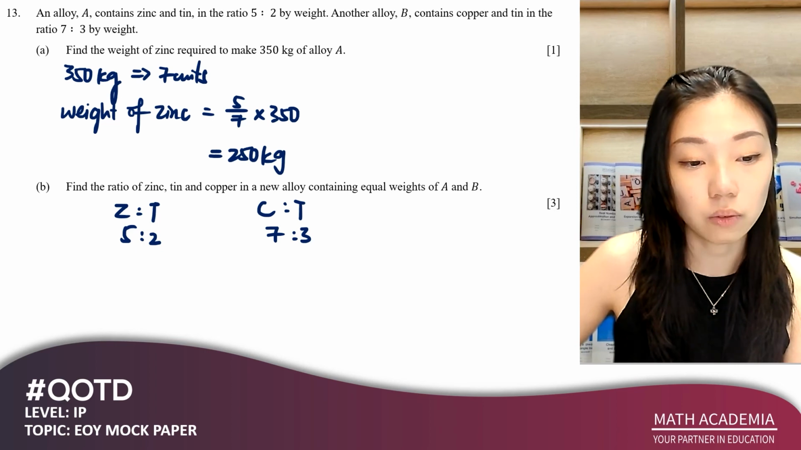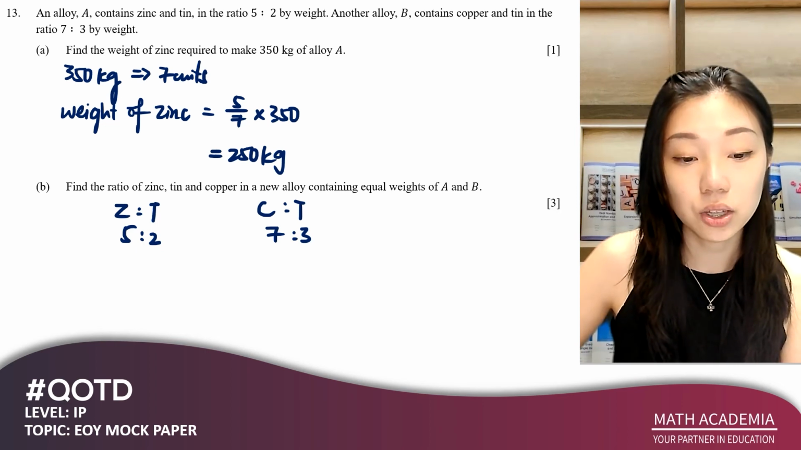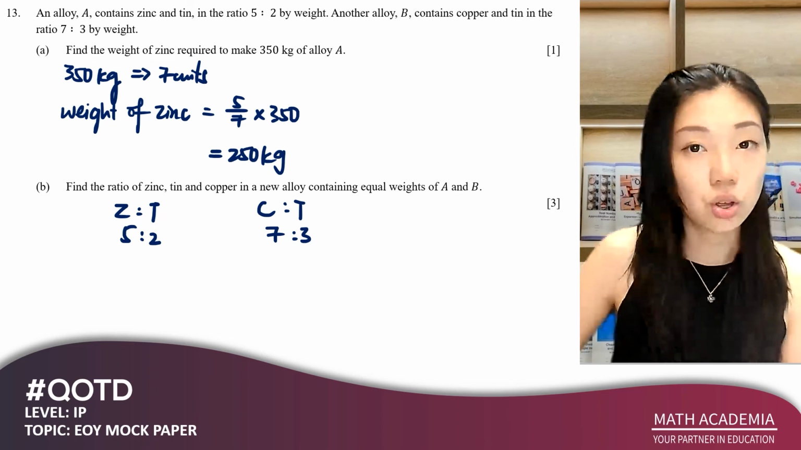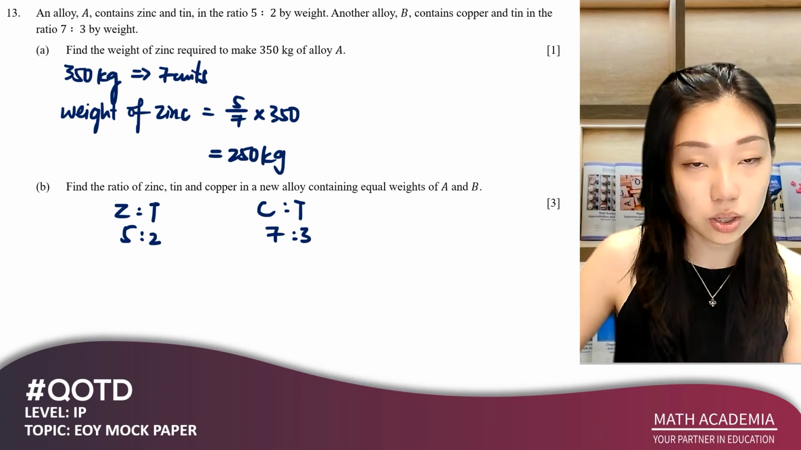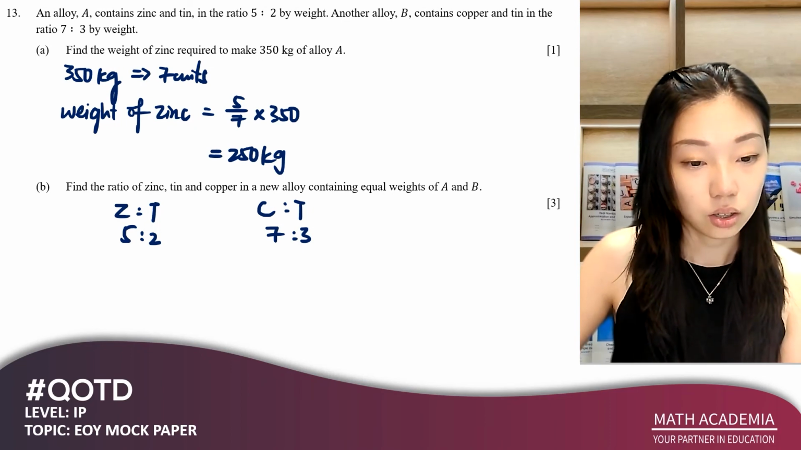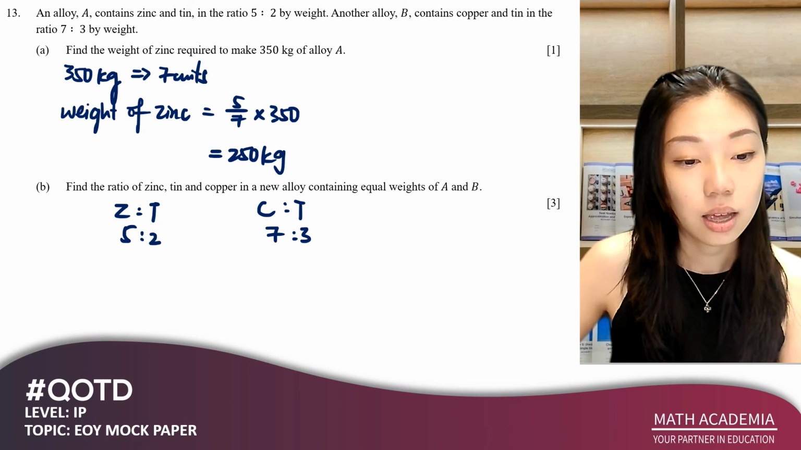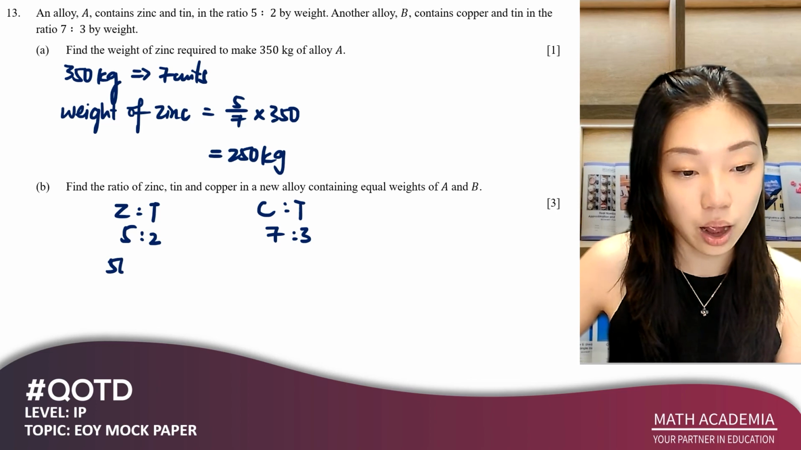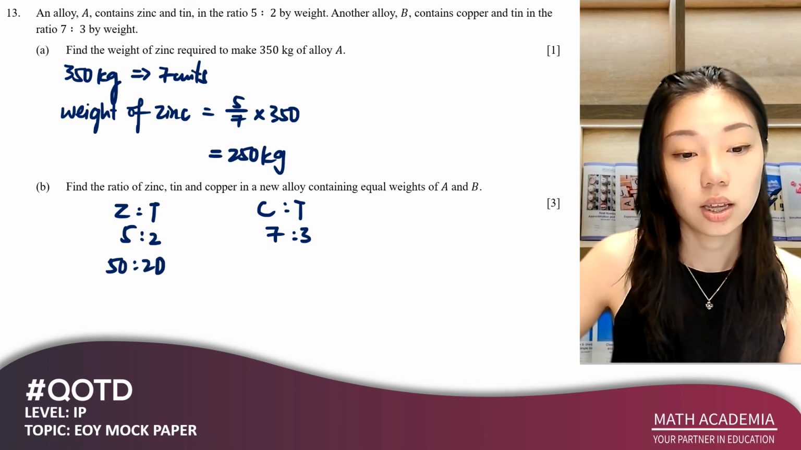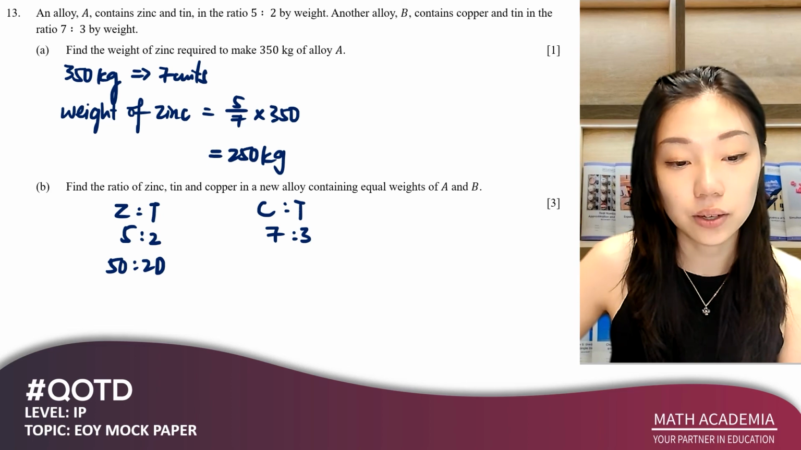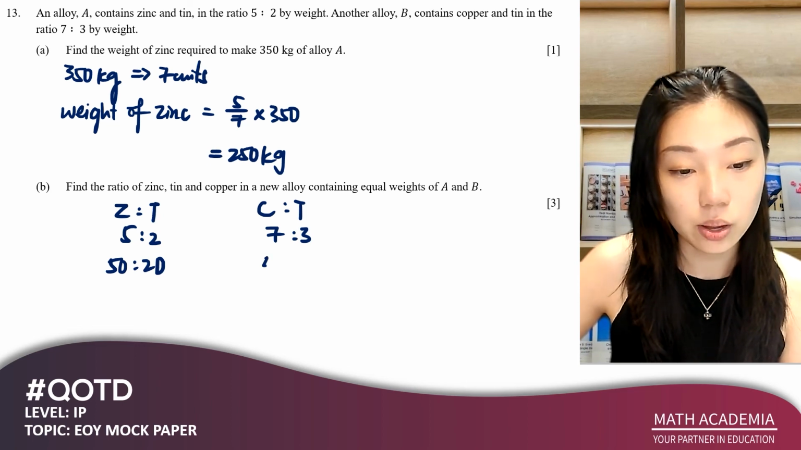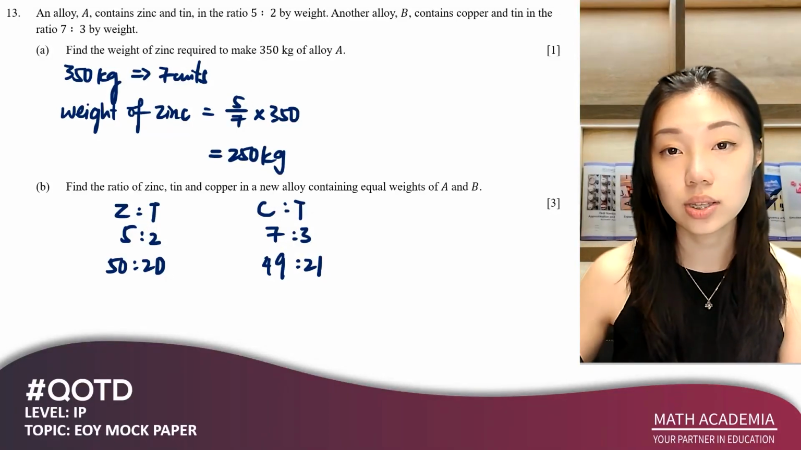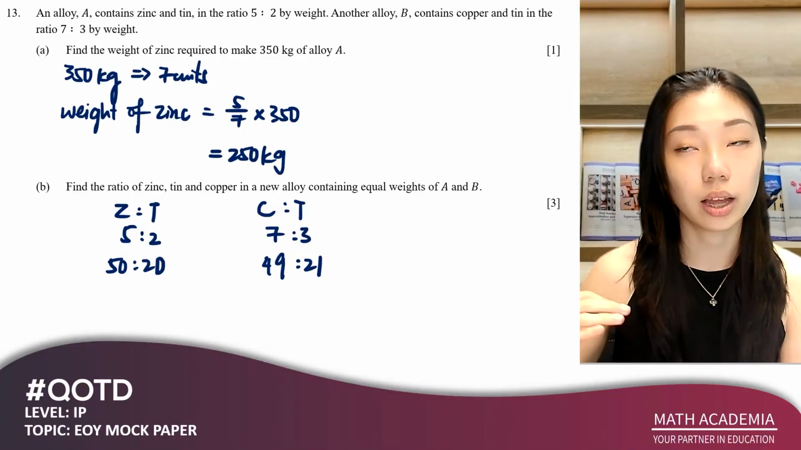Okay, so total weight of alloy A as of now is 7 units. Total weight of alloy B as of now is 10 units. So the lowest common multiple would be 70. So I need to multiply by 10 for the ratio of my alloy A, where I will have 50:20. And I need to multiply by 7 for the ratio of alloy B, so I will have 49:21. Now my total units for both alloy A and alloy B is the same.